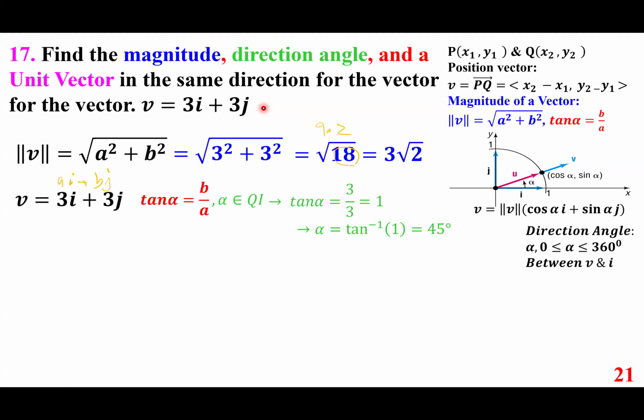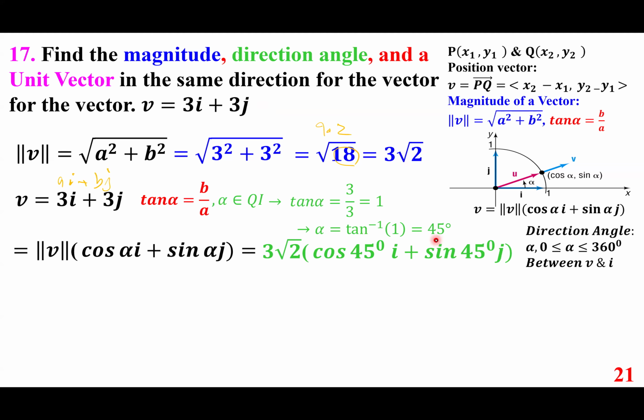Having said that, based on this formula, we are going to replace the magnitude with 3 square root of 2 and alpha with 45 degrees. And so therefore, we have 3 square root of 2 times parentheses cosine of 45 degrees i plus sine of 45 degrees j. That's how the vector is defined.